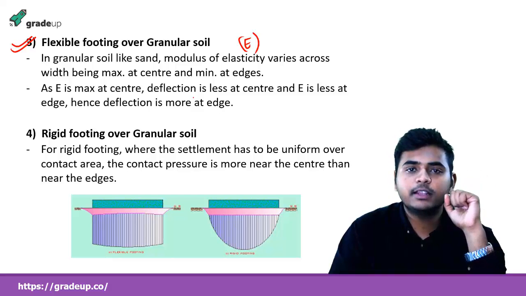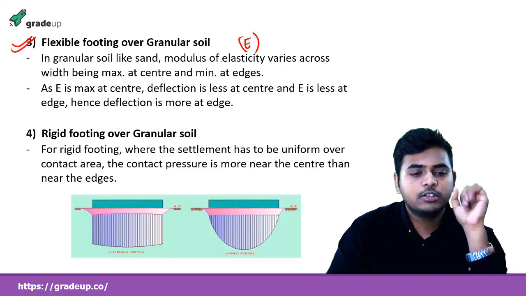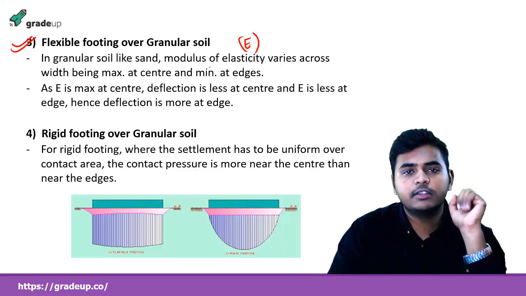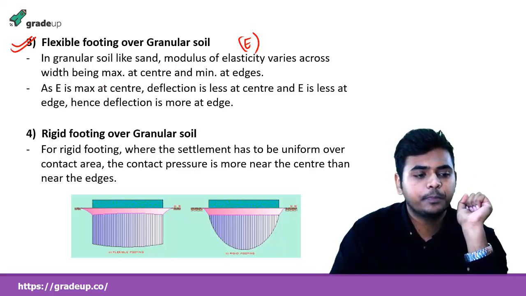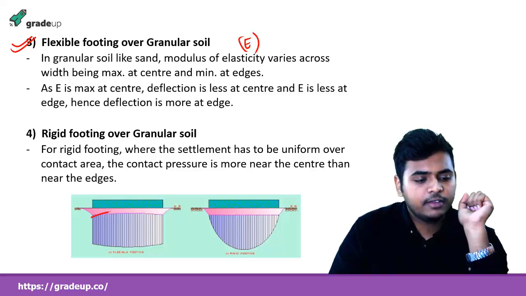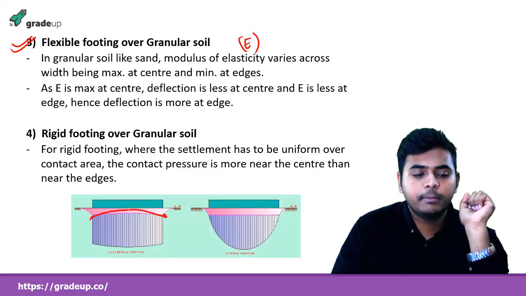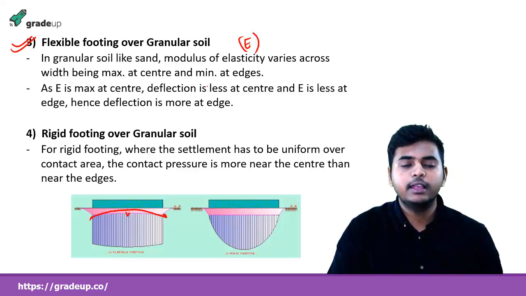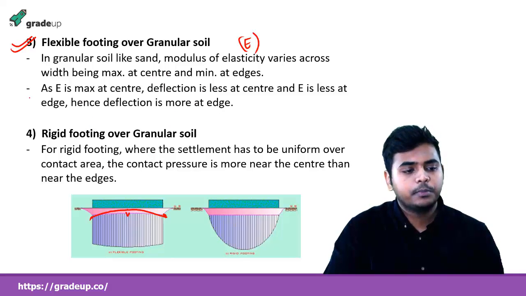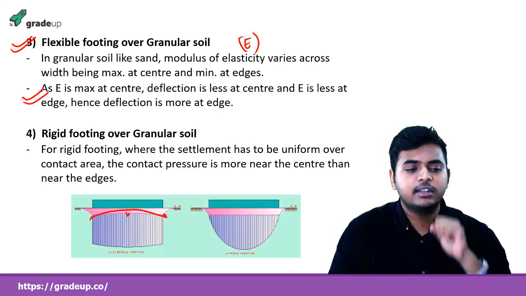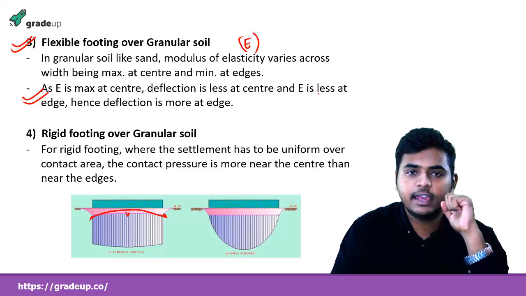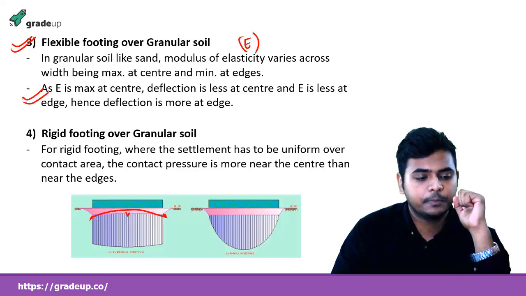So when it is maximum at the center, what will happen? If the modulus of elasticity value is maximum at the center, naturally the deflection will be less, because it has more strength. So here we find that deflection is maximum at the edges because the E value is minimum at the edges, and settlement is minimum at the center. Why? Because we have maximum E value at the center. So you can just read this as E is max at center, deflection is less at center, and E is less at edge, so deflection is more at edge.